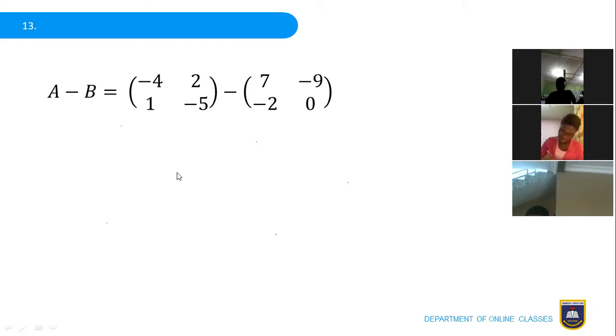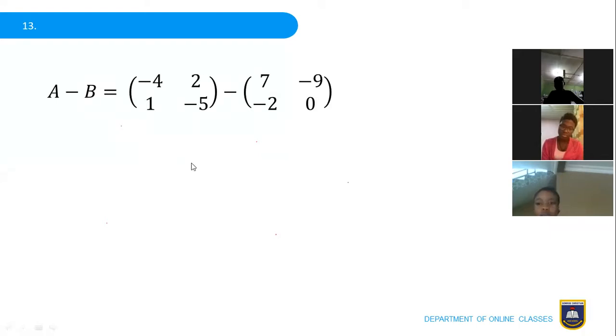Benoni, yes, your hand is up. Apenyo Caleb, can you give us your answer? Yes, sir. So I had negative 11, 11, and 1, negative 5. Okay, that's your answer. Courage. Sir, the answer is negative 11, 11, 3, negative 5. Okay, that's correct.